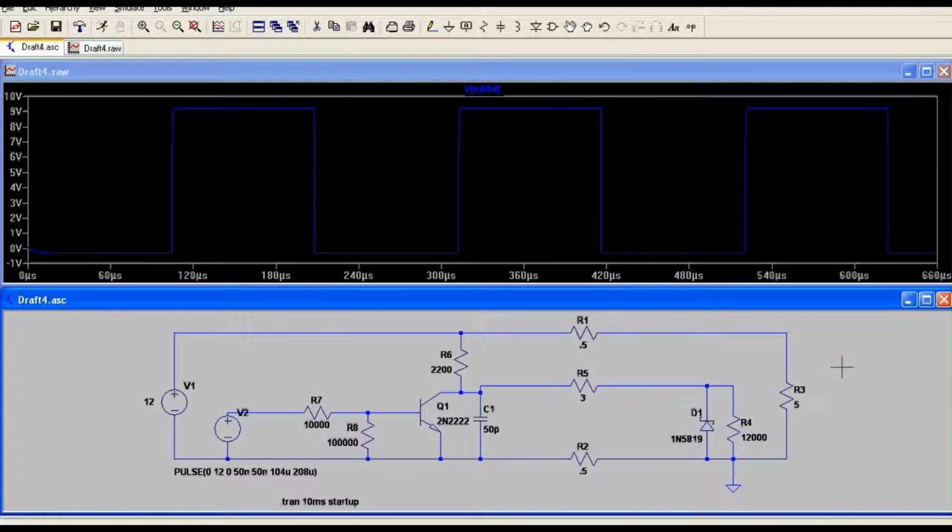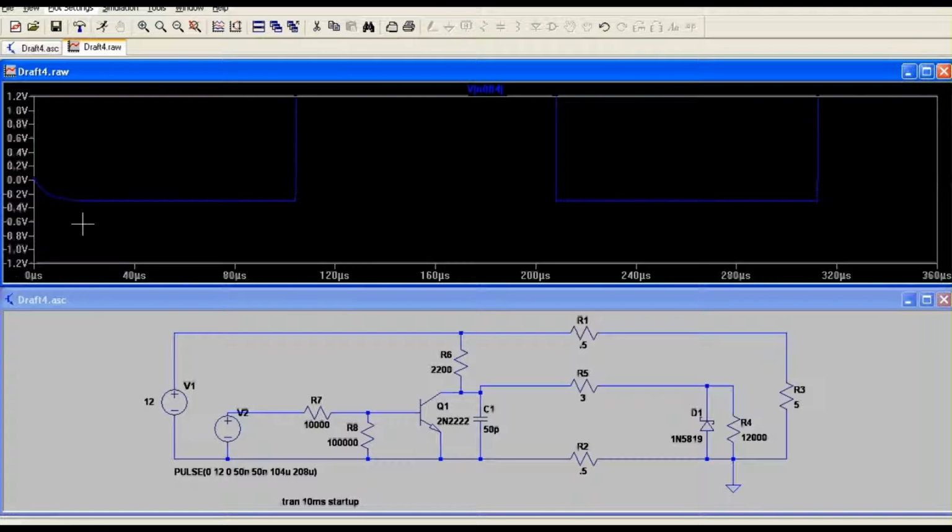There we go. Just zoom in on that a little bit more. Okay, so we're back down to 0.3 volts or so, and that is what you can do to overcome that kind of deal if you ever come across this sort of problem.